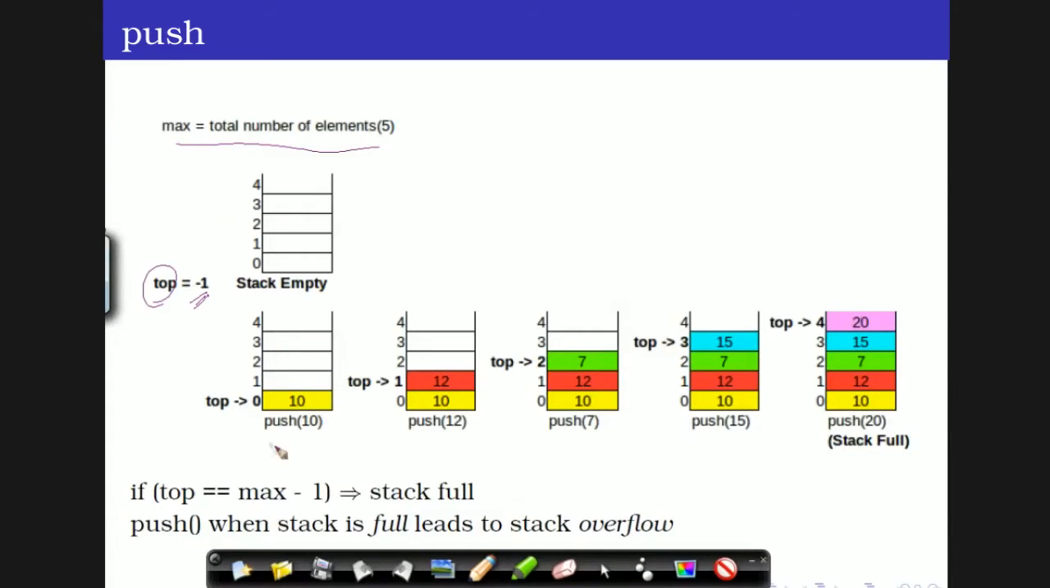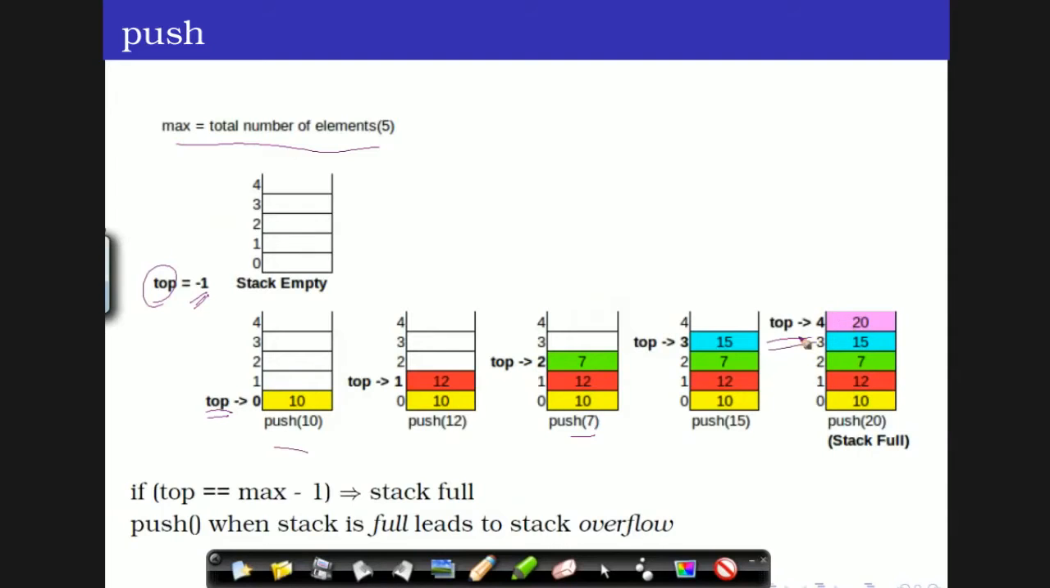Now when we try to push an element, say 10, it will be pushed onto the top of the stack, that is to the 0 location, and it is indicated as top. Now if we try to push another element, top will become the recently added element, that is 12. Now if we insert another element, say 7, top will indicate the recent element added to the stack. When we add another element, top indicates the recently added element, that is 15. Now if we push another element, 20, then top indicates the next location where 20 is pushed.